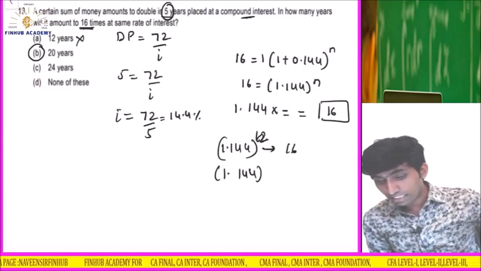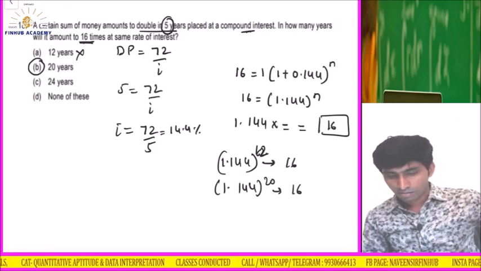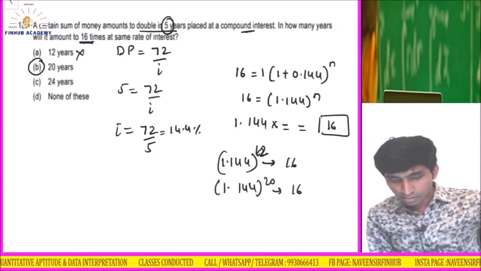1.144 raised to 20, you can check. It is approximately what? 16. So the answer is what? 20. Understood? So this next method is very easy. So how will we solve this?